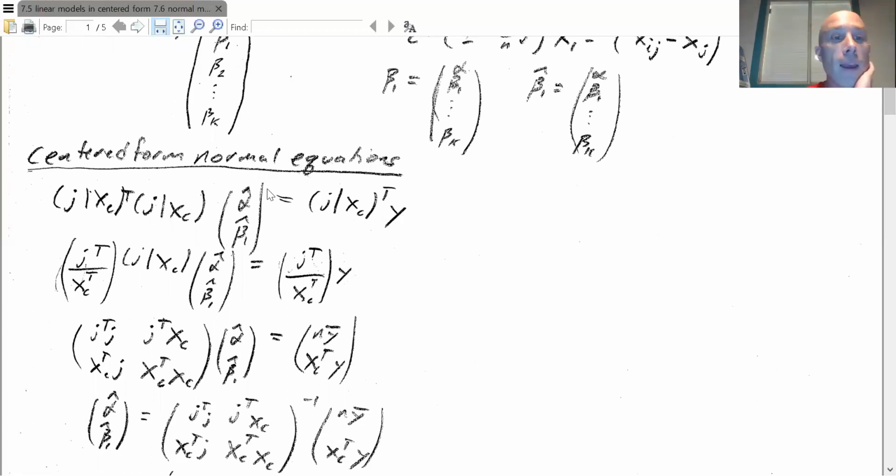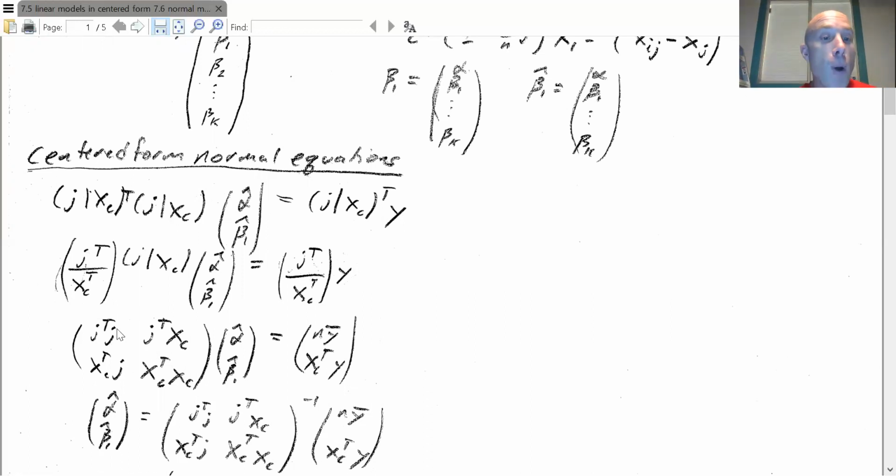Okay, well, I can distribute this transpose to get that. Now let's go ahead and do some matrix multiplication. We're multiplying partitioned matrices, so we're familiar with this. I see that I've got a 2 by 2 partitioned matrix.